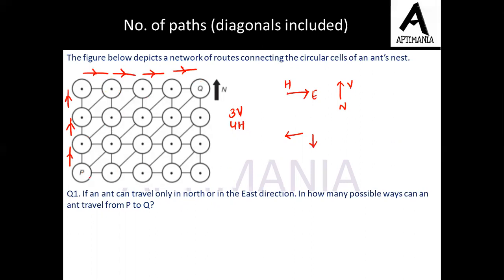Let's try another route. Vertical, horizontal, vertical, horizontal, vertical, horizontal, vertical, horizontal. Again, if we'll count, it's 1, 2, and 3 vertical, and there are 1, 2, 3, and 4 horizontal, right? So let's try one more route. Vertical, vertical, horizontal, horizontal, horizontal, horizontal, vertical. Again, if we'll count, 1, 2, and 3 vertical, 1, 2, 3, and 4 horizontal. So irrespective of the route that we are taking, in each of the entire route, we are taking 3 vertical steps and 4 horizontal steps.